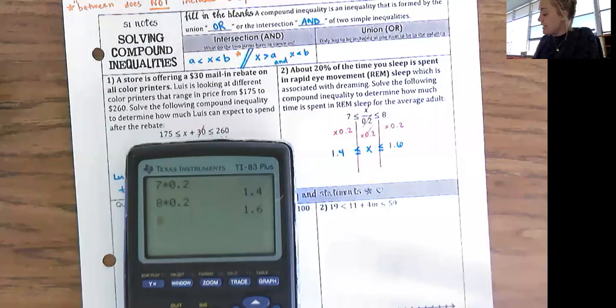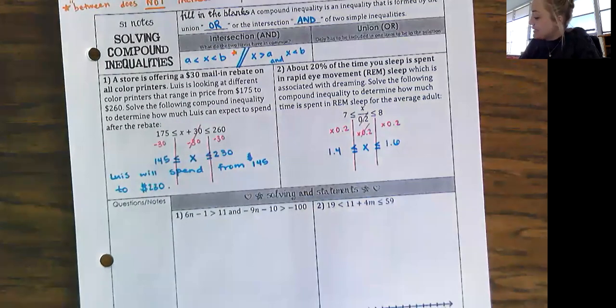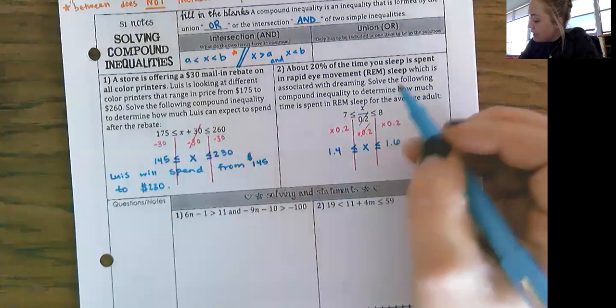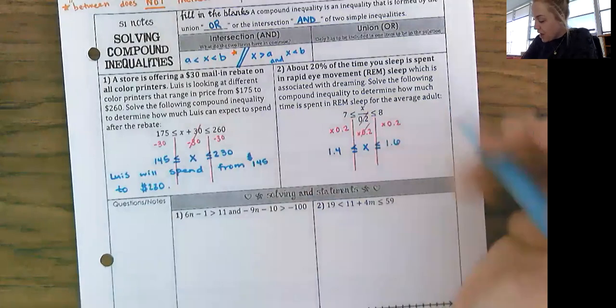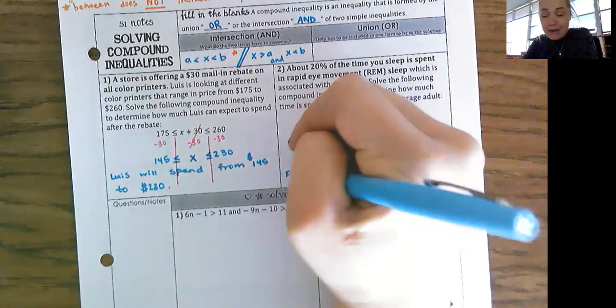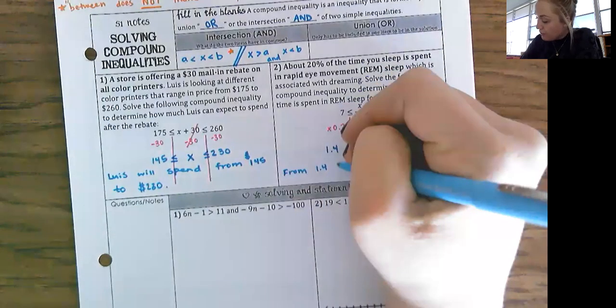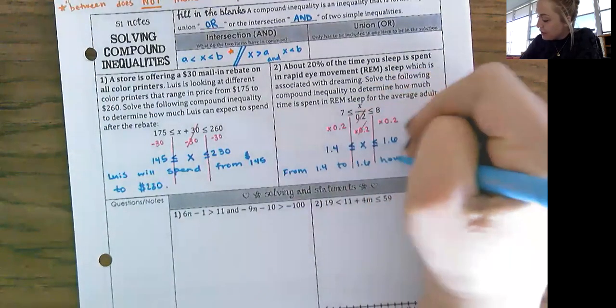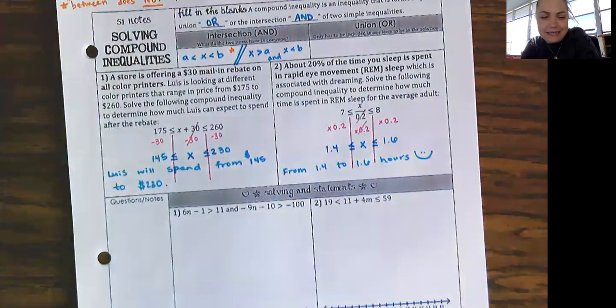All right, so there's my inequality, but I have to put this back into words for my final solution. So it said about how much time is spent in REM sleep for the average adult. So I would say from, because remember I have to include those endpoints, from 1.4 to 1.6 hours. That doesn't seem like a lot of time in like a deep sleep.